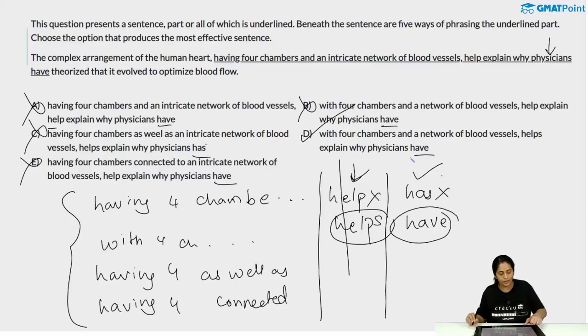Among the given choices, having four chambers and an integrated network of blood vessels is grammatically correct. With four chambers and a network of blood vessels is also grammatically correct. Having four chambers as well as an intricate network of blood vessels is again a grammatically valid construction. With four chambers is again grammatically valid. Having four chambers connected to an intricate network of blood vessels I would eliminate, because this is not there in the original construction and it alters the meaning of the sentence. So E can be eliminated, but we don't really need to do that.